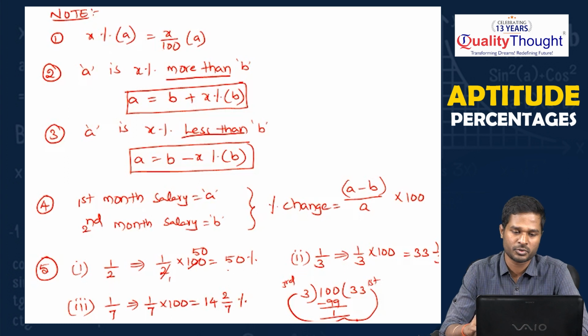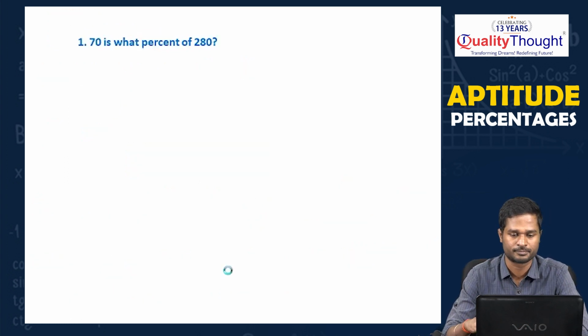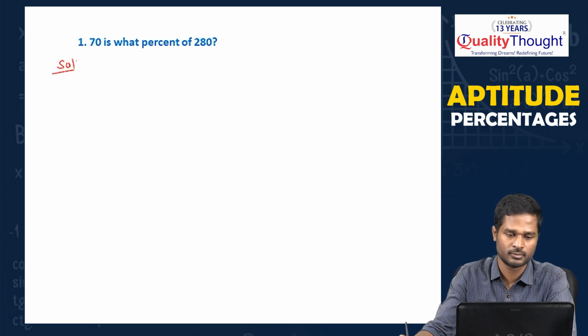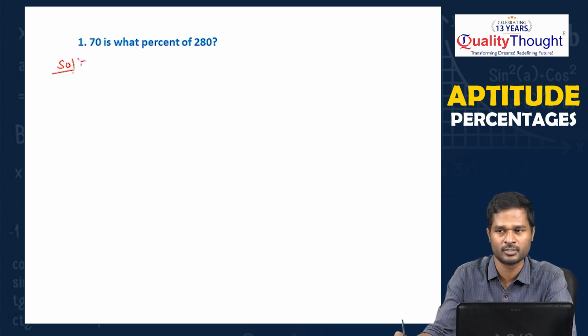So, we will see some questions based on this, right. Let us see the first question. Let us see some questions, we will start with some basic questions. See the first question, 70 is what percentage of 280? That is the first question. We will see a very basic question. We will first learn how to take these percentages from a total value.